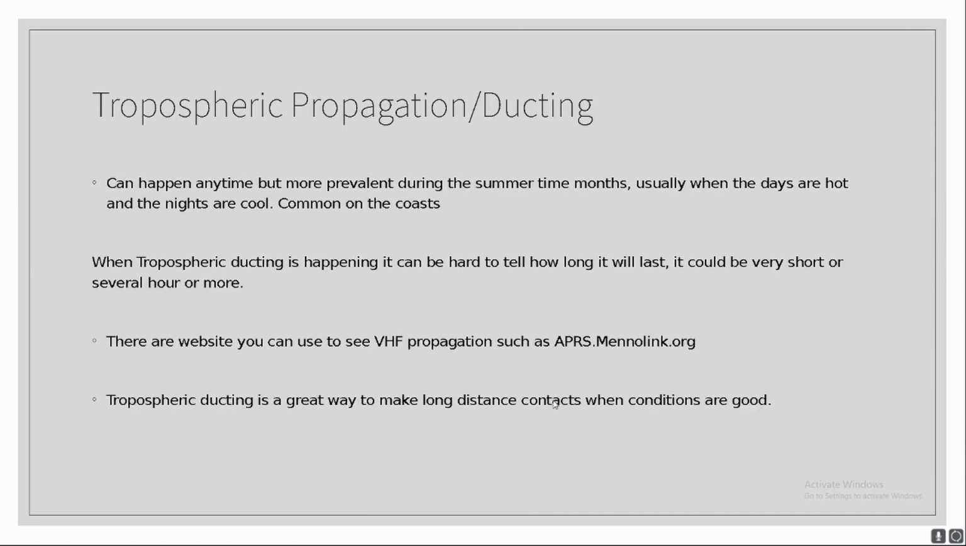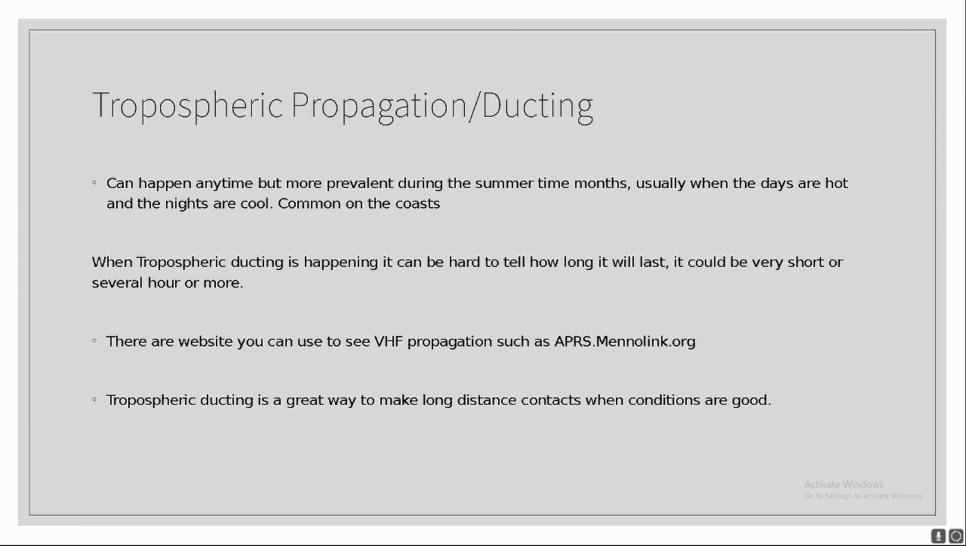This ducting or propagation can happen just about any time, but it's more prevalent during the summertime months, usually when the days are hot and the nights are cool. That's when you can get that temperature inversion going on. It's real common on the coast. I'll provide a link to a website. You can see it there on the third bullet point, where you can look on this map, and on the overlays you can see where the propagation is happening.